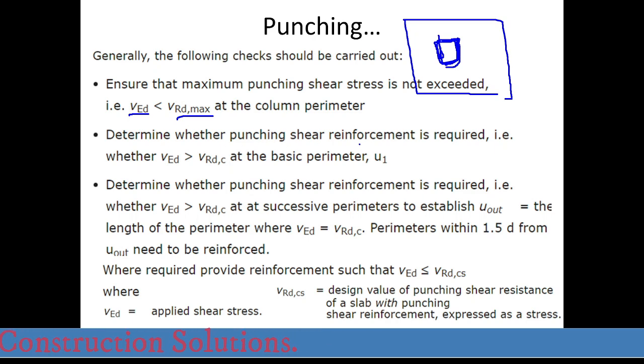Second, determine whether punching shear reinforcement is required. That means whether VED is greater than VRD,c at the basic perimeter, that is U1. Here we have another perimeter, U1, which is 2d distance from the face of the column. So we need to calculate the punching shear induced at this perimeter and compare it with the shear resistance of the concrete. If VED, the applied shear stress, exceeds the shear resistance of the concrete at the basic perimeter U1, we need to provide punching shear reinforcement.